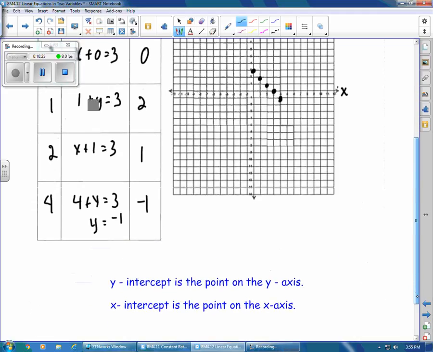I did talk about y-intercept and x-intercept, so I want you to make a note. The y-intercept is the point on the y-axis, and the x-intercept is the point on the x-axis. The intercept, think about an intersection. Where is the point intersecting the x-axis or the y-axis?